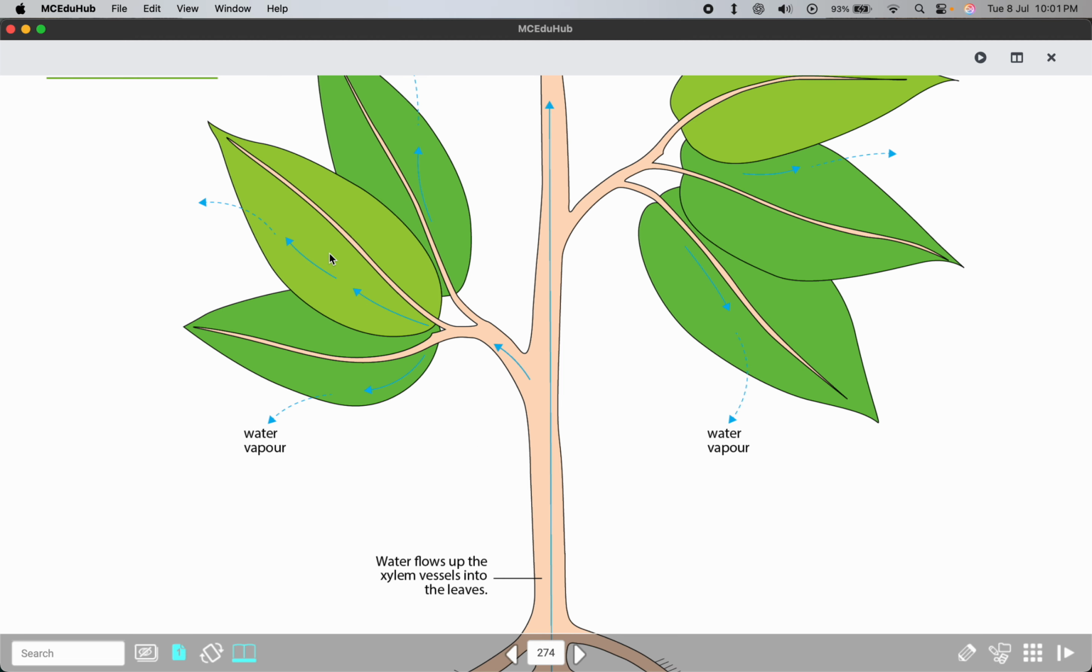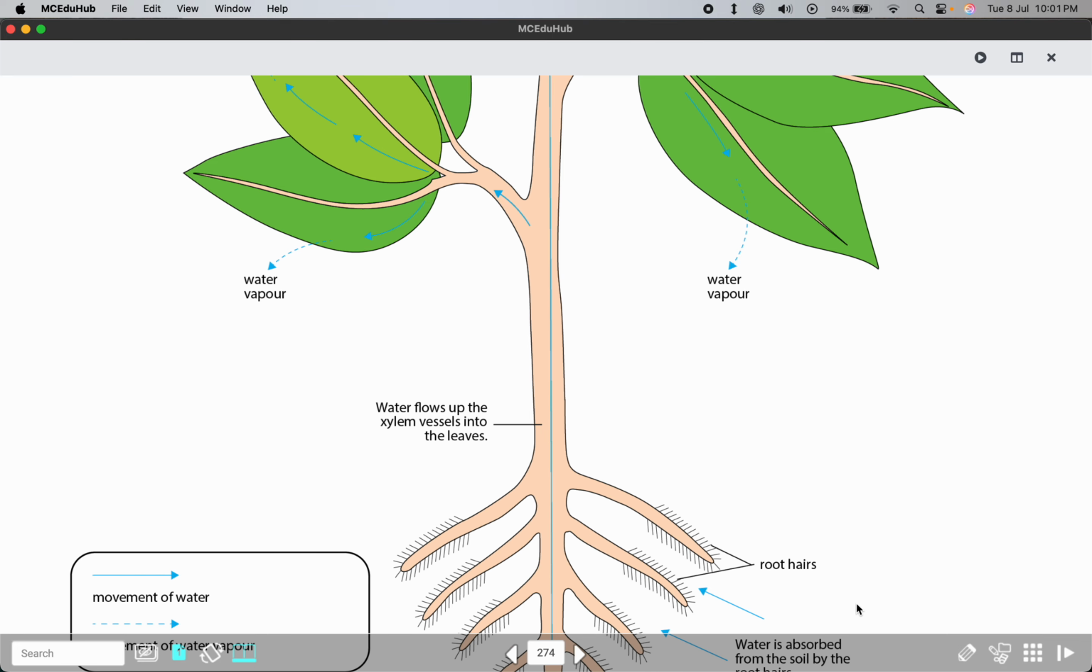So this whole process happens over and over. Water vapor evaporates, which is called transpiration. That creates a transpiration pull, which pulls more water up the xylem vessels into the leaves. As long as there's water in the soil, this process can keep on happening, and this is how the plant survives for so long.